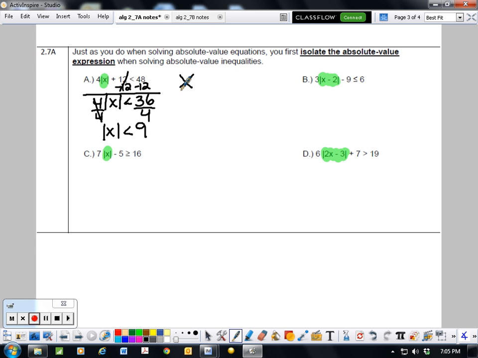So I start with my original, x is less than 9. And then I have, because it's less than, it's an AND problem. And then I flip and change the sign. And this is my answer. This is my solution. And then I could graph it if I want to, but we've practiced graphing that enough. Okay, so let's look at our next one.